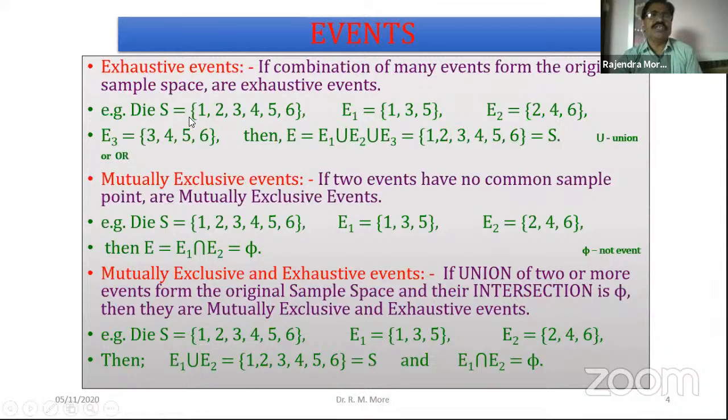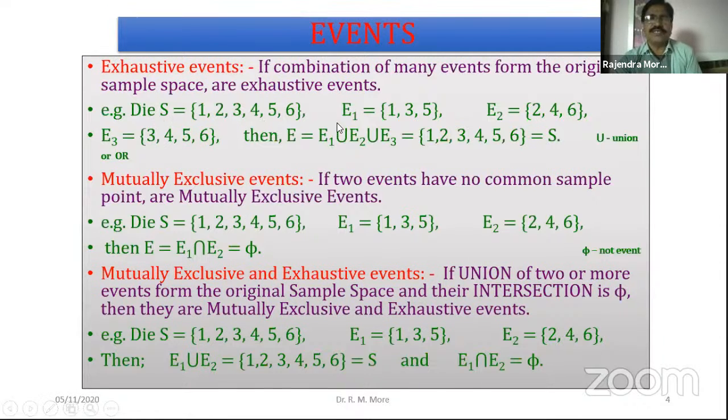For example, if we roll a die, this die has 6 surfaces, there are 6 numbers on it: 1, 2, 3, 4, 5, 6. So when we roll a die, any number will come on the top surface. So what are these numbers? 1, 2, 3, 4, 5, and 6. So this is our sample space, denoted by S.